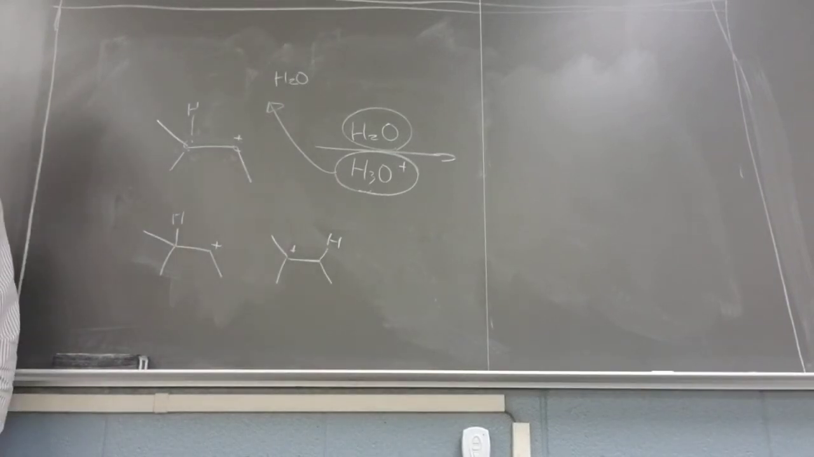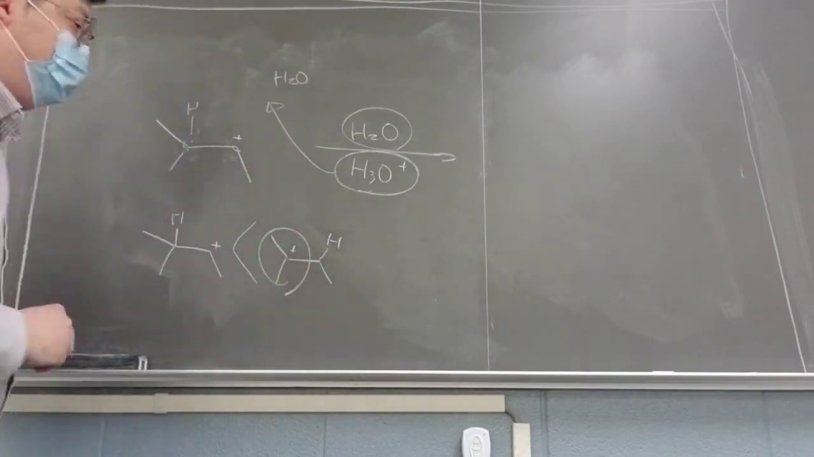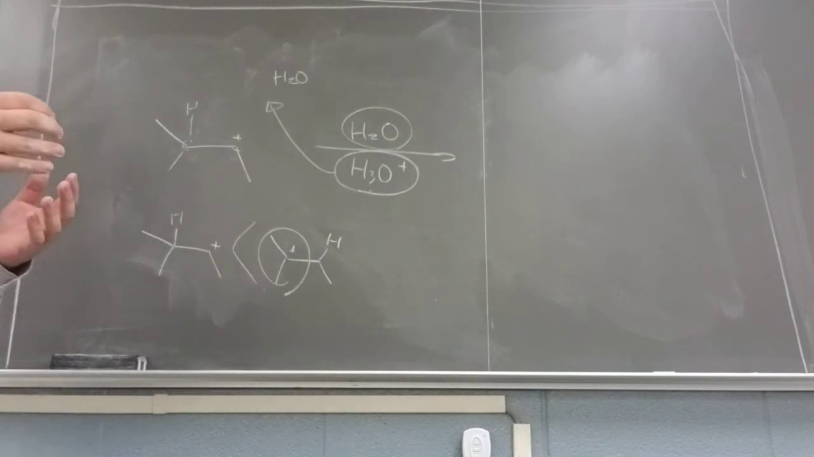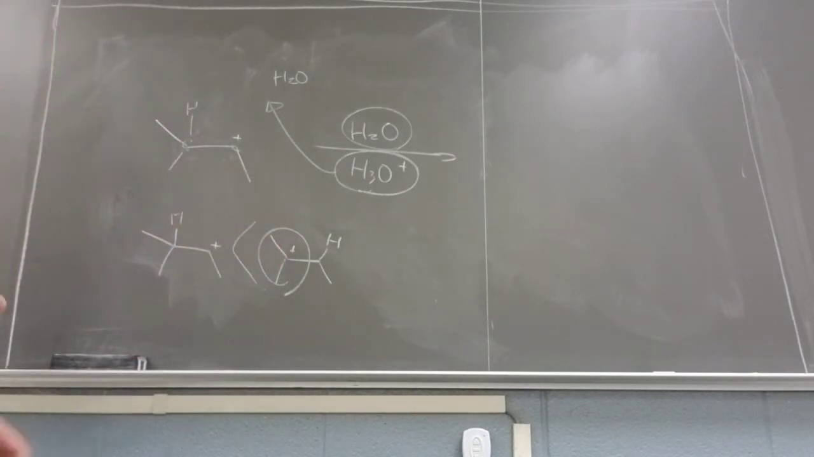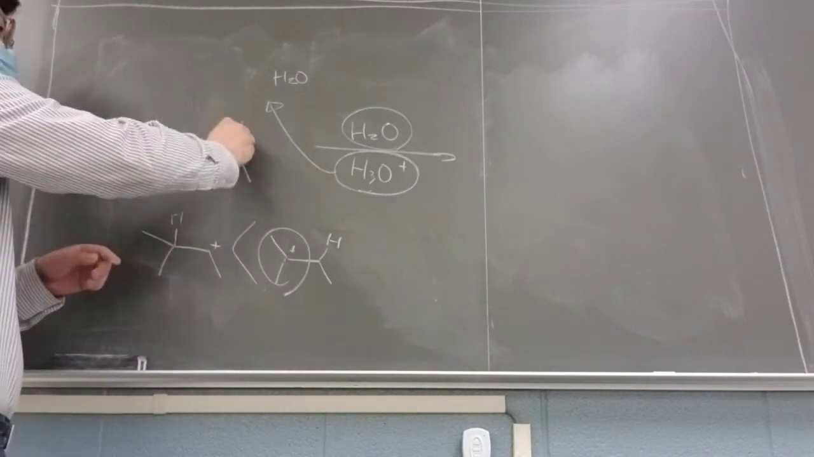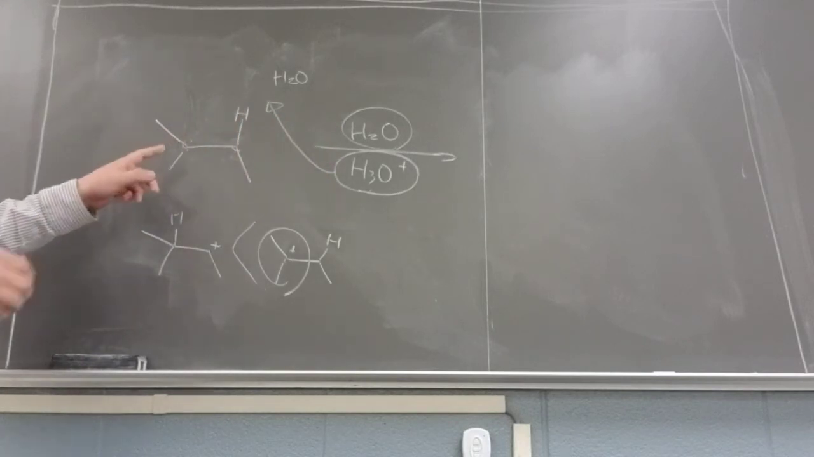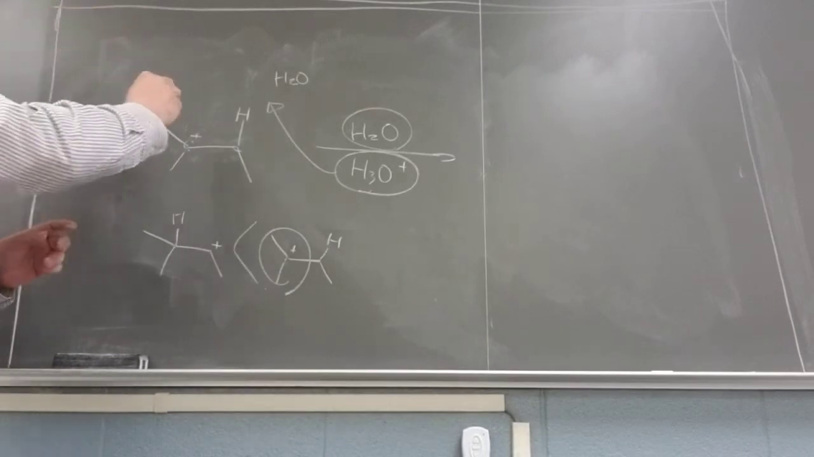Which one is more stable? Perfect. Because it's more substituted. Okay, so hyperconjugation and induction make a more stable carbocation. So the hydrogen will be attached to here. And then water will come into this side. Does it make sense? Because this is what we learned before.